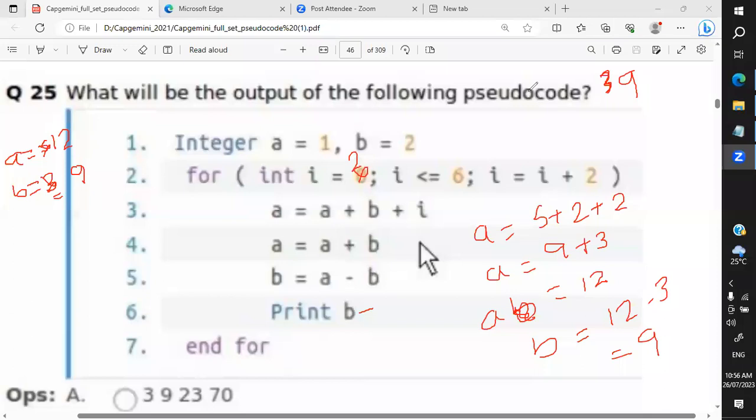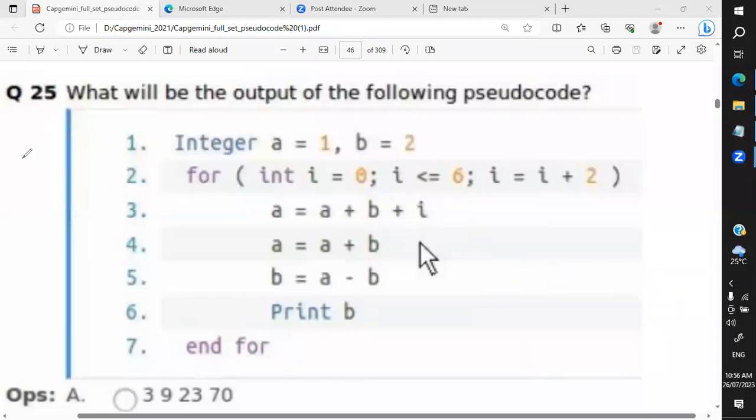Oh, okay. I took the B value, not the updated one. Sorry, my mistake. The last updated value of A was 5, B was 3. Yeah, you're correct. We printed 3, and the last updated values were these, right? Then we are writing A is equal to A plus B plus I. That means 5 plus 3 plus 2. Yes, you are correct.